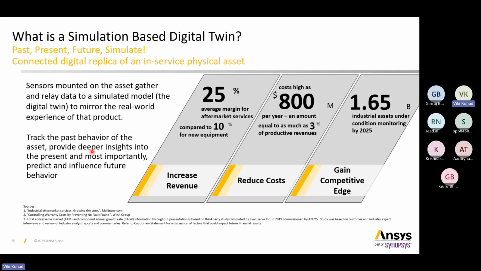Now the first thing is, what is the simulation based digital twin? In the name itself you can see digital twin. Twin means it is like a replica, a clone model, right? In digital twins we basically make a digital replica of the physical asset, and track its behavior. By using physical sensors we track the behavior of the physical asset, and according to that past and present data we predict the future.